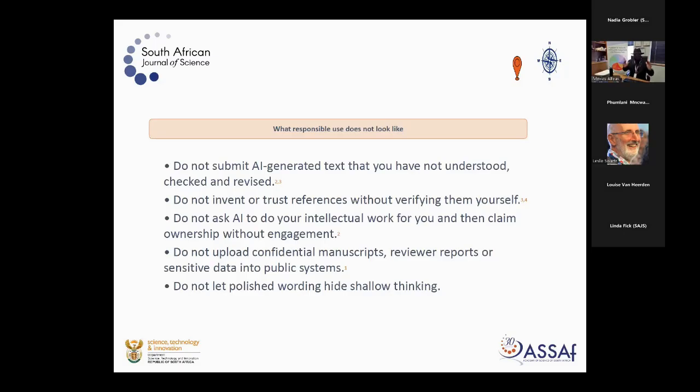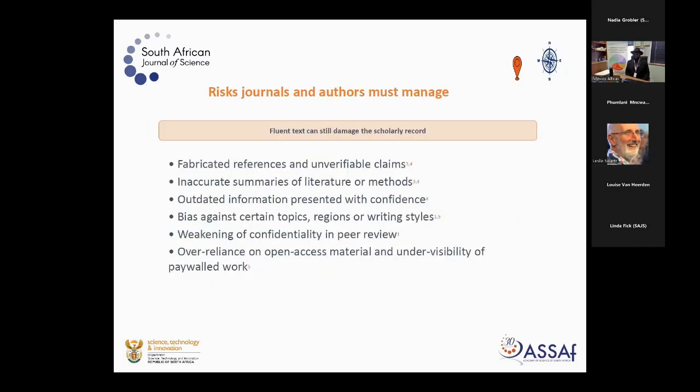You are in control as an author to make sure that you are able to explain everything that your AI tool has produced. So these are the risks that journals and authors have to manage, especially in academia. Fabricated references, as I said already, and unverified claims. Those are the risks that editors currently have to manage.